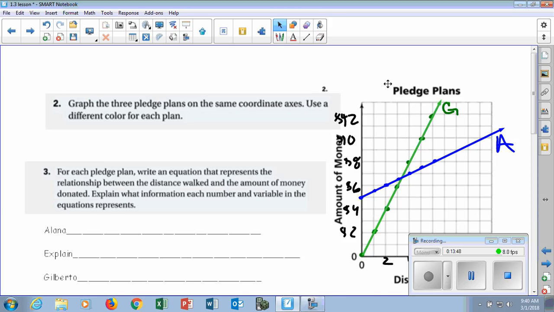Lily told us that Leanne is always $10, no matter the distance. So if I go to $10 here, at 0, she's at $10. At 1, she's at $10. 2, $10. 3, $10. 4, 5, 6, she's all at $10. We only plotted our table to 6, so that's why I stopped there. We can continue it on if we wanted to.